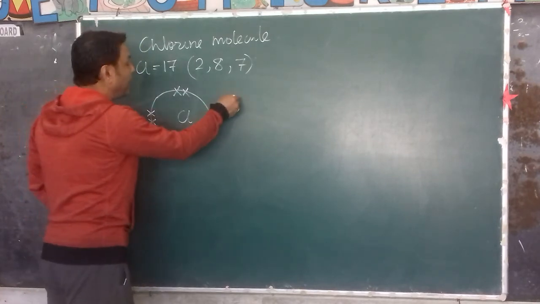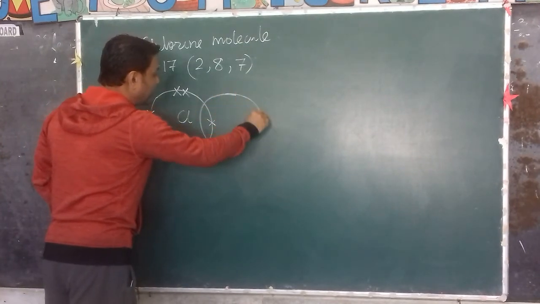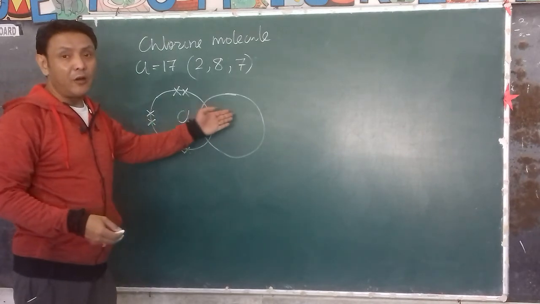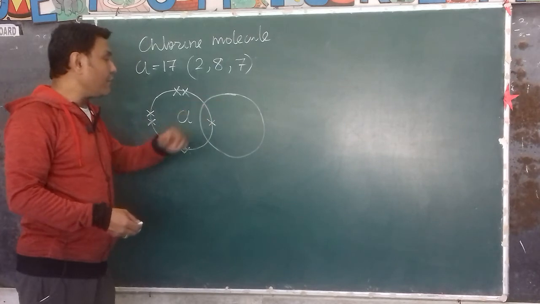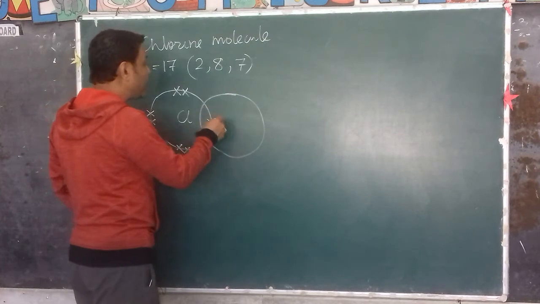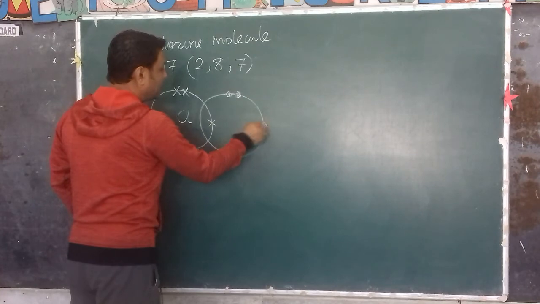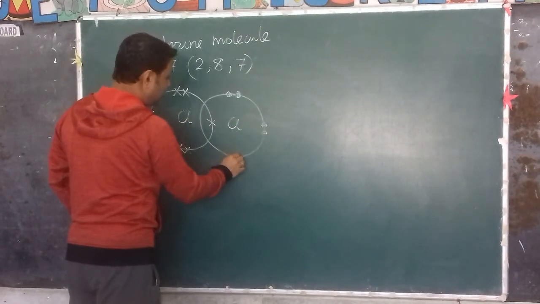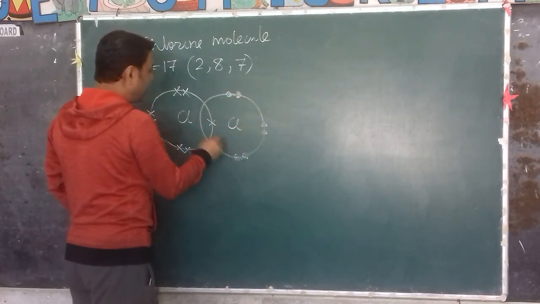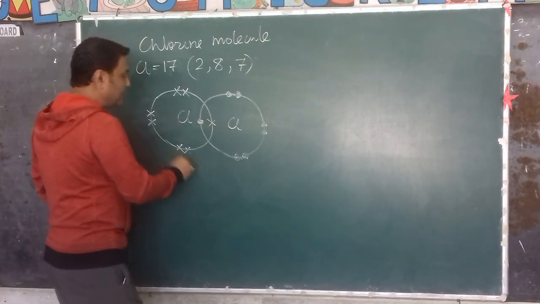So it will combine with another atom of chlorine. So since chlorine is a non-metal, and the bond is formed between non-metals, it will be formed by the sharing of electrons, a covalent bond. Okay, now 1, 2, this chlorine atom will also have 7 electrons in the outermost shell. 1, 2, 3, 4, 5, 6, and it shares this electron. All right, so a single bond is formed.